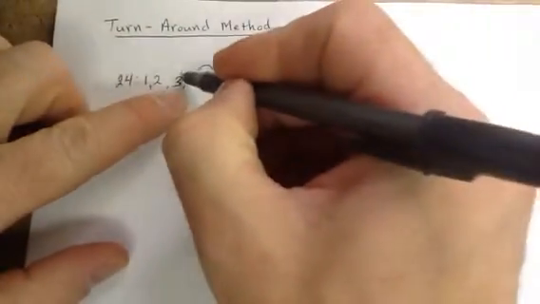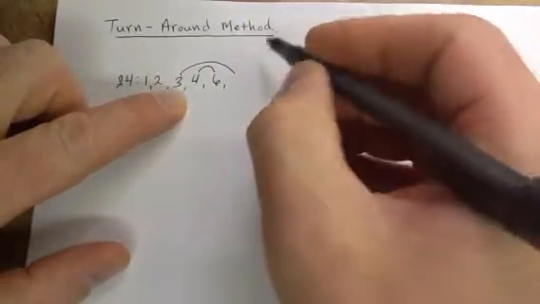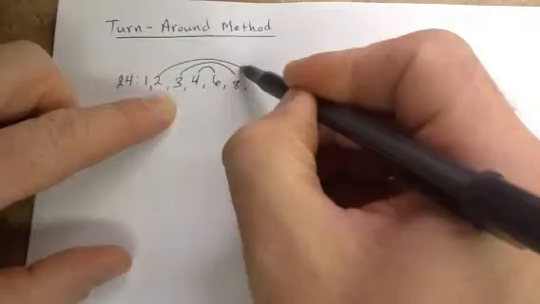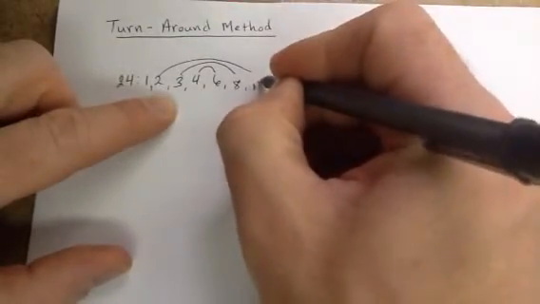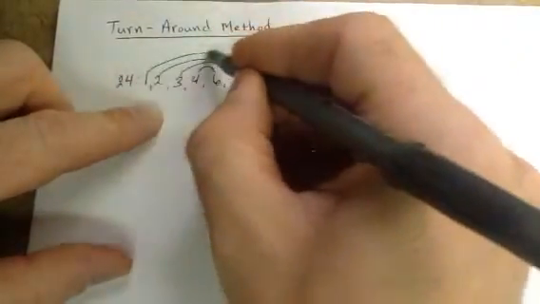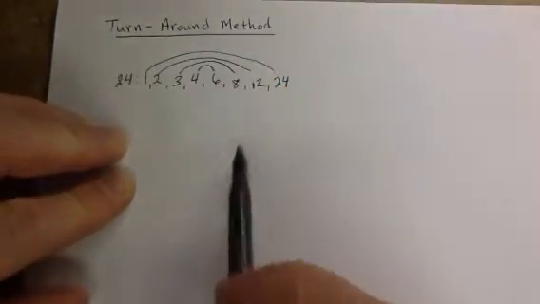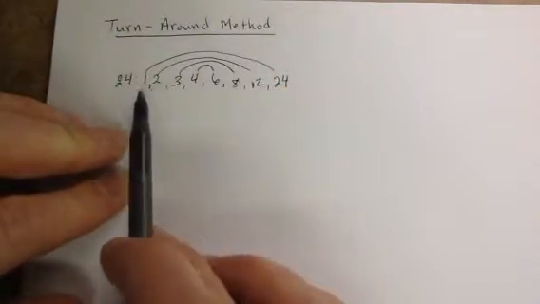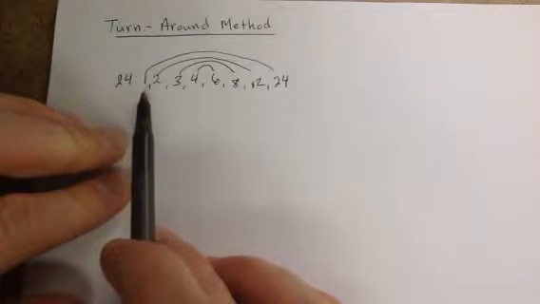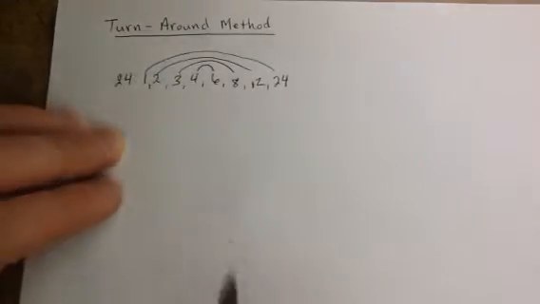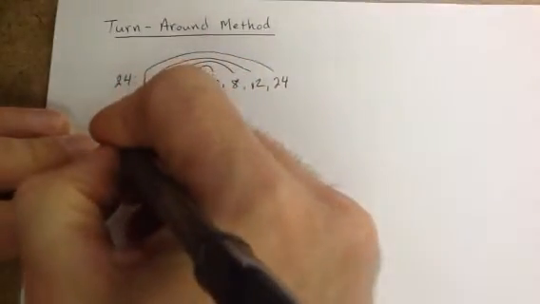So I think to myself, 3 times what gets me 24? That would be 8. 2 times 12. And finally, 1 times 24. So using this turnaround method, you find the factors of 24 to be 1, 2, 3, 4, 6, 8, 12, and 24. Let's take a look at another example.